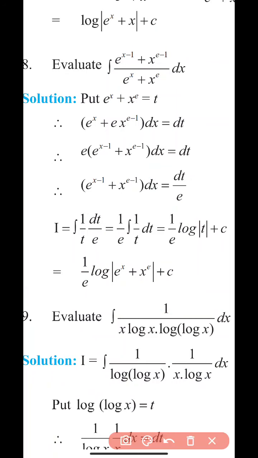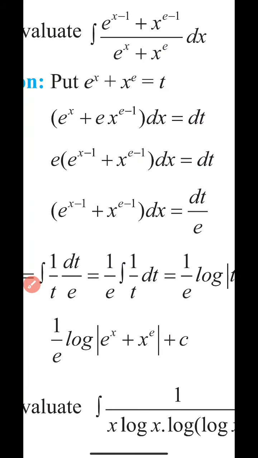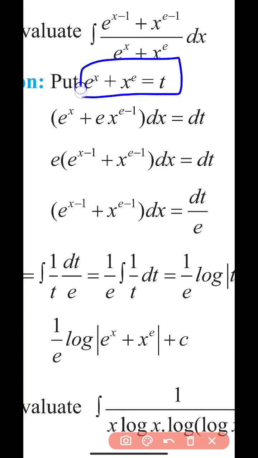Let's see. So simple thing you have to do is to put the denominator as t, because then and only then we'll understand what we have to adjust. So we have put e raised to x plus x raised to e is equal to t, right? So then we know e raised to x has a derivative e raised to x, x raised to e has a derivative e x raised to e minus 1, dx as it is, dt as it is. Okay, now we do not want this e over here. So what will we do? We have to take this common.